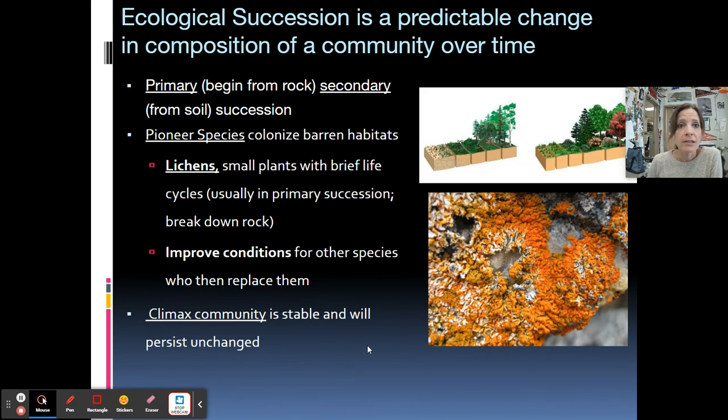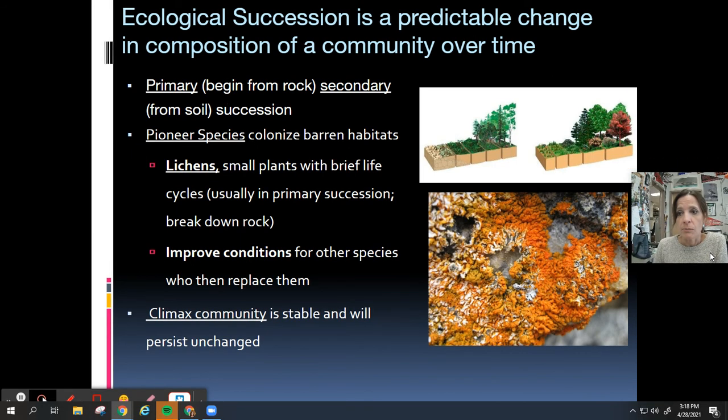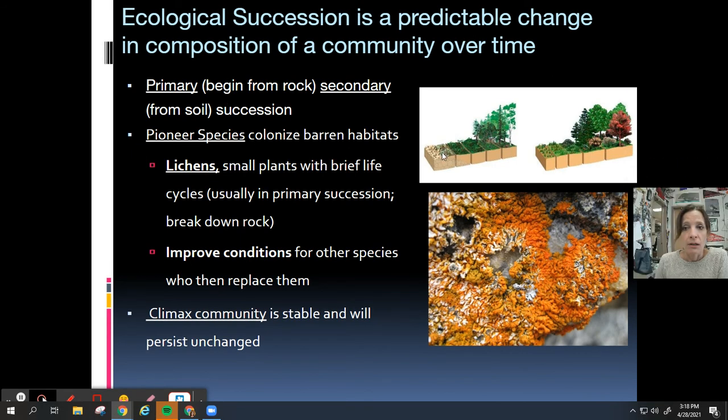All right, so succession, we're just briefly going to go over this, is a predictable change in how a community will change over time. So primary succession is when you begin from rock. So here is a picture of primary succession, and that would happen like when there is a volcano eruption or the glaciers, right? When the glaciers recede, you're left with rock.